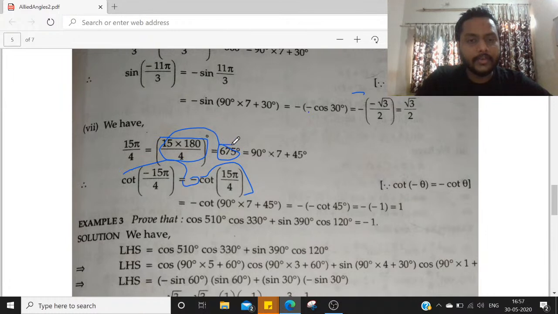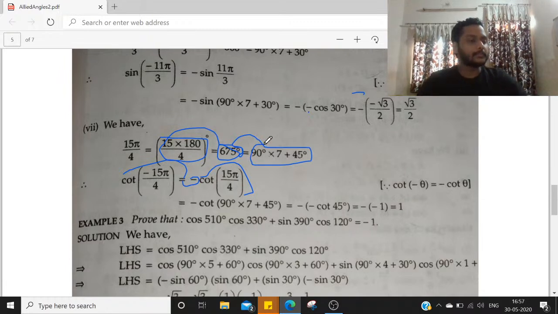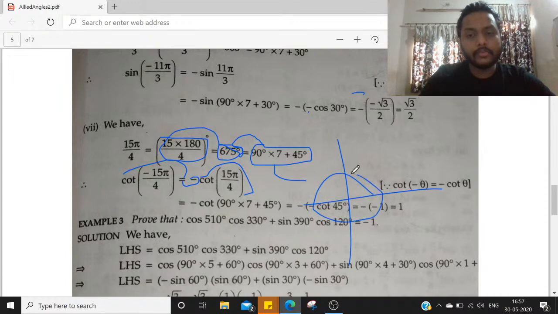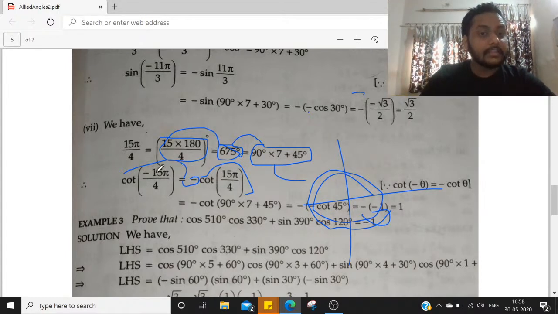Now, this 675 degree can be written as what? This 675 degree can be written as 90 times 7 plus 45. Okay, 675 can be written as 90 times 7 plus 45. This 90 times 7 plus 45 will be what? It will again be lying in what? In the fourth quadrant, if I'm not wrong. Okay, so 90 times 7 will be 1, 2, 3, 4, 5, 6, 7. Fourth quadrant. 90 times 7 plus 45, fourth quadrant I have. In the fourth quadrant, my cot is negative.